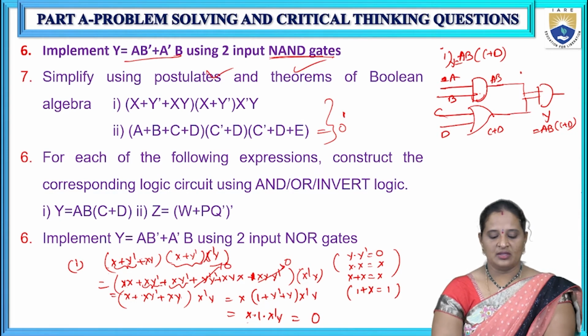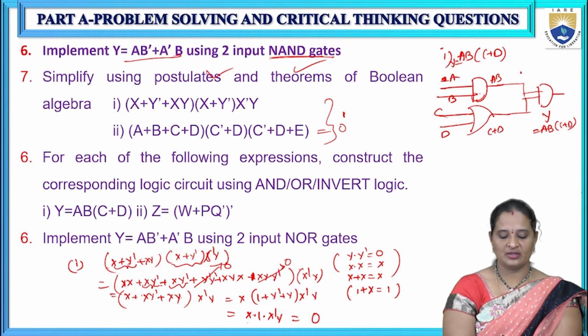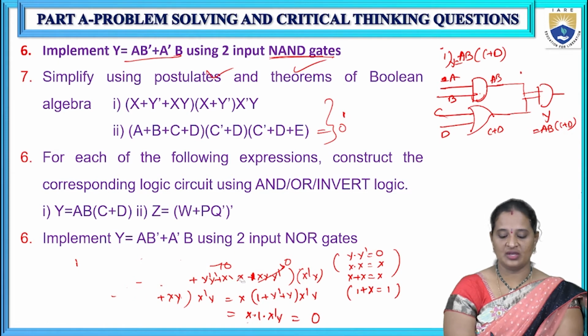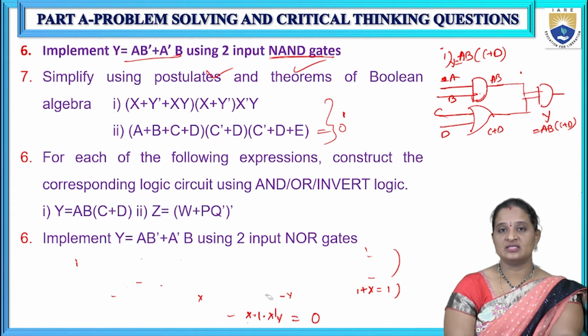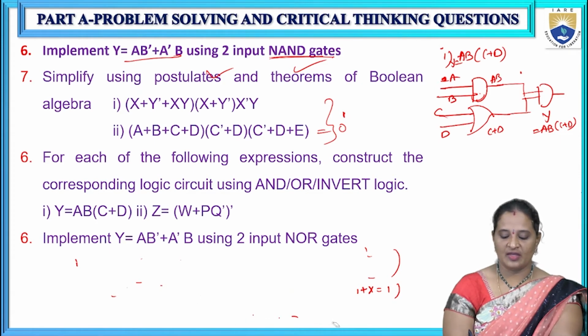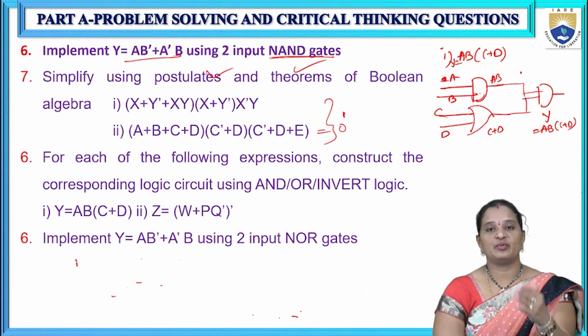Now implement the Boolean function y equals A B complement plus A bar B complement. So this is nothing but an XOR gate. How to implement an XOR gate using NOR gates? In a similar fashion to what we did for the sixth question, we have to do for this question also. But here we want to implement this using NOR gates, so the procedure is different.